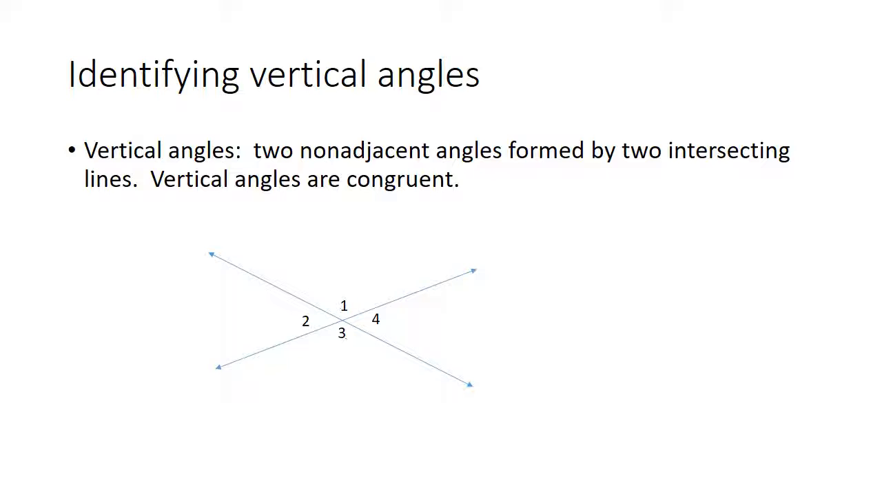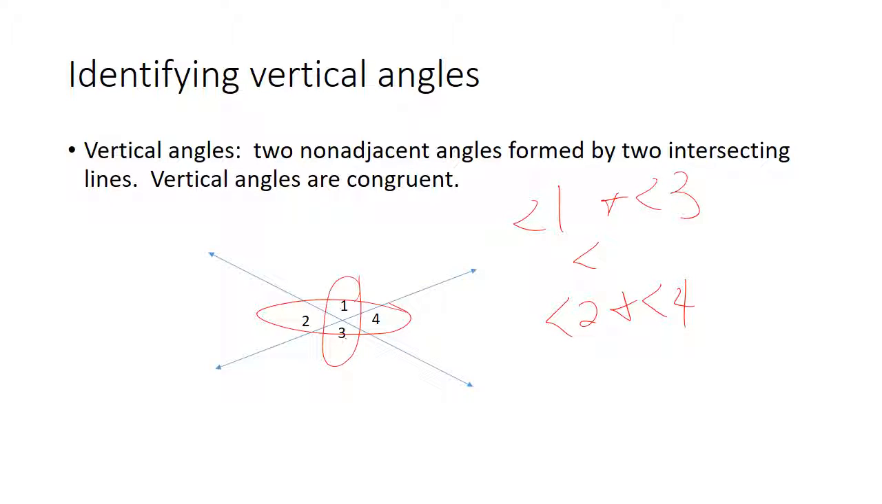So if one is adjacent to 2 and to 4, the one it's not adjacent to is going to be 3. So angles 1 and 3 are vertical angles. Likewise, angle 2 and angle 4 are vertical angles. So what we can say from that is that angle 1 is congruent to angle 3, and angle 2 is congruent to angle 4.